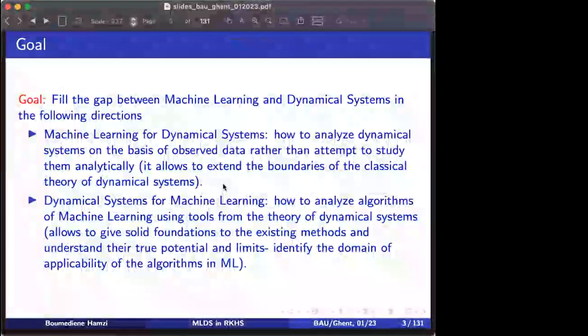Then you have the other side, dynamical systems for machine learning, where the goal is to analyze algorithmic machine learning using tools from the theory of dynamical systems. Here one would look at algorithmic machine learning as dynamical systems where time is time on the computer, not time on a clock or a watch, like in the classical theory of dynamical systems. This would allow us to give solid foundations to the existing methods, understand their true potential and limits, and eventually identify the domain of applicability of machine learning algorithms.